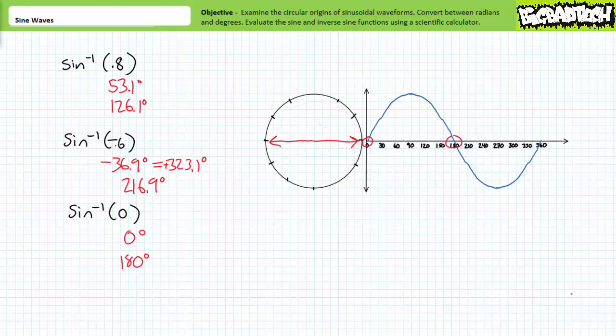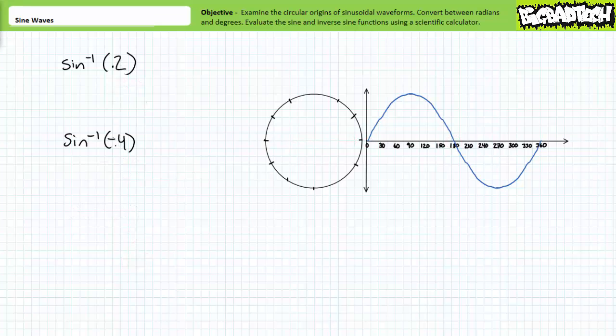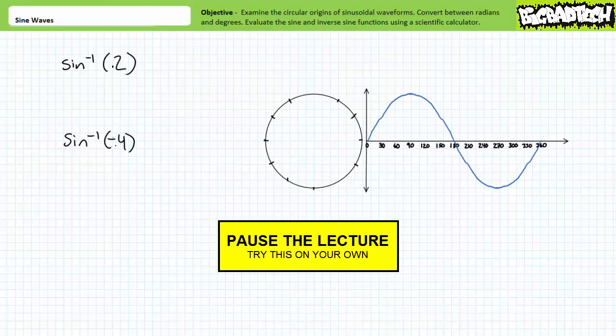Inverse sine of 0 yields 0 degrees as we'd expect. This is the zero crossing going positive point of the sine wave. The corresponding point is the zero crossing going negative at 180 degrees. Because I threw you a couple curveballs in that first batch of example problems, here's another set just to make sure you're on target. By all means, pause the lecture and try this on your own.